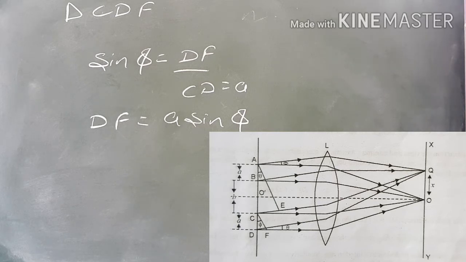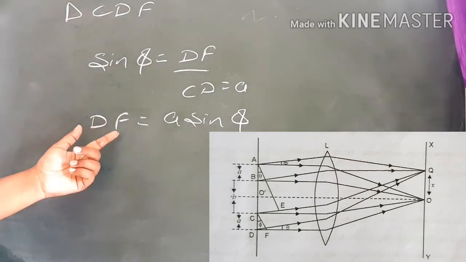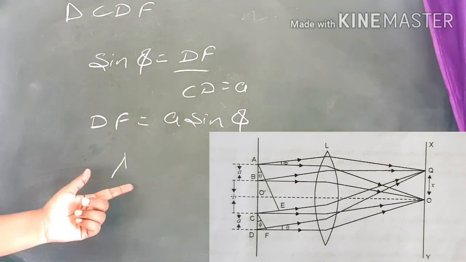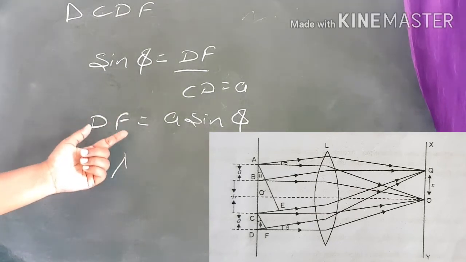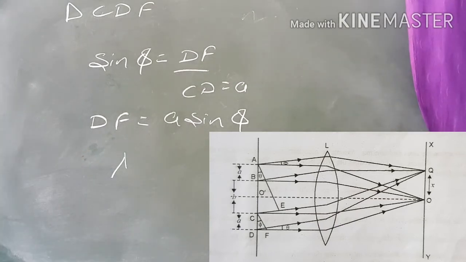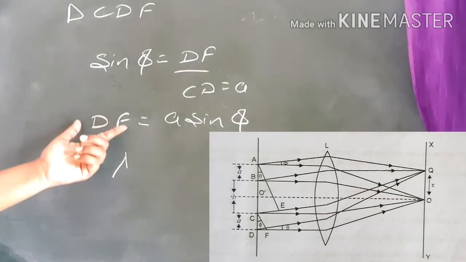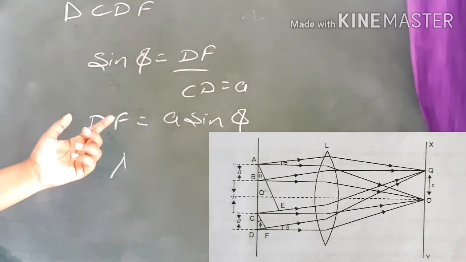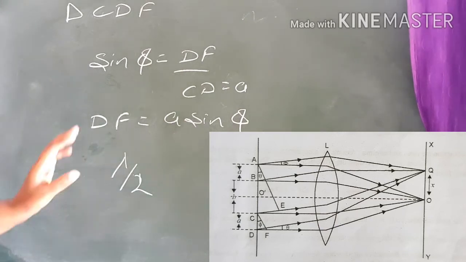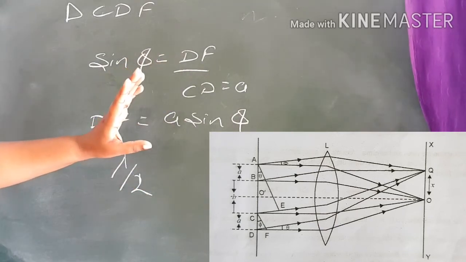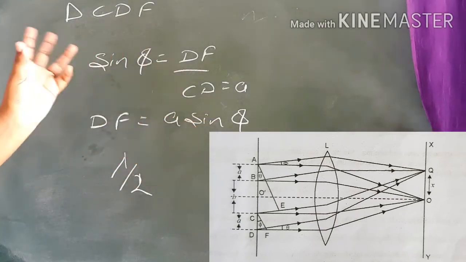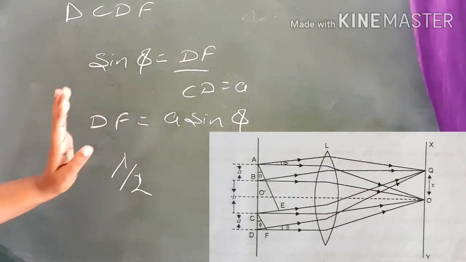Now if this df is equal to lambda, one wavelength, then we can divide df into two equal areas, and both the upper half and lower half parts create a path difference of lambda by 2. Similarly, in case of single slit, the fringe pattern is formed similarly. All the process is the same.